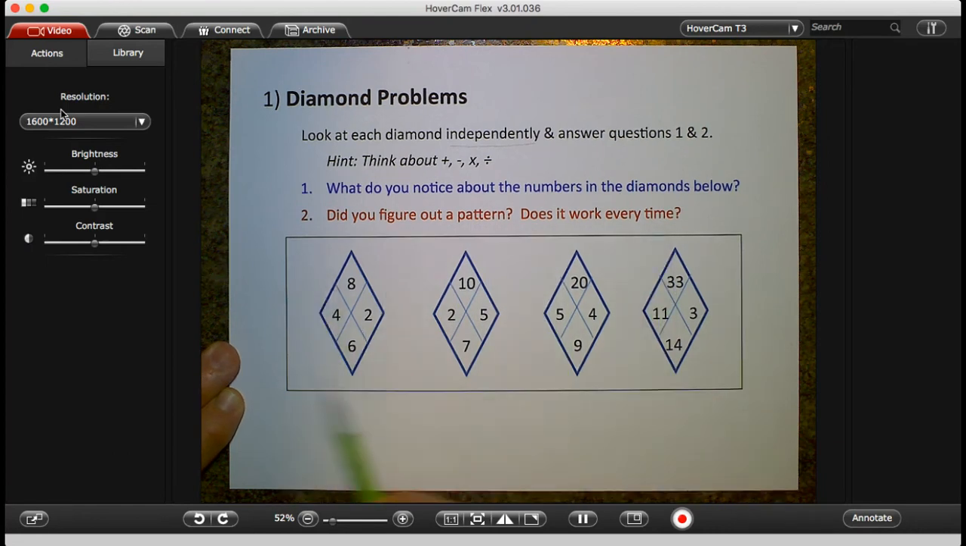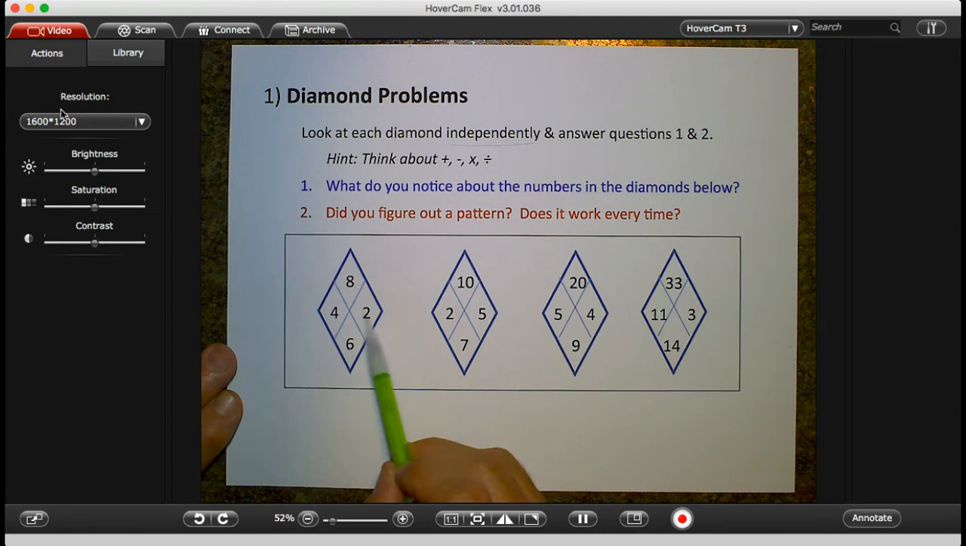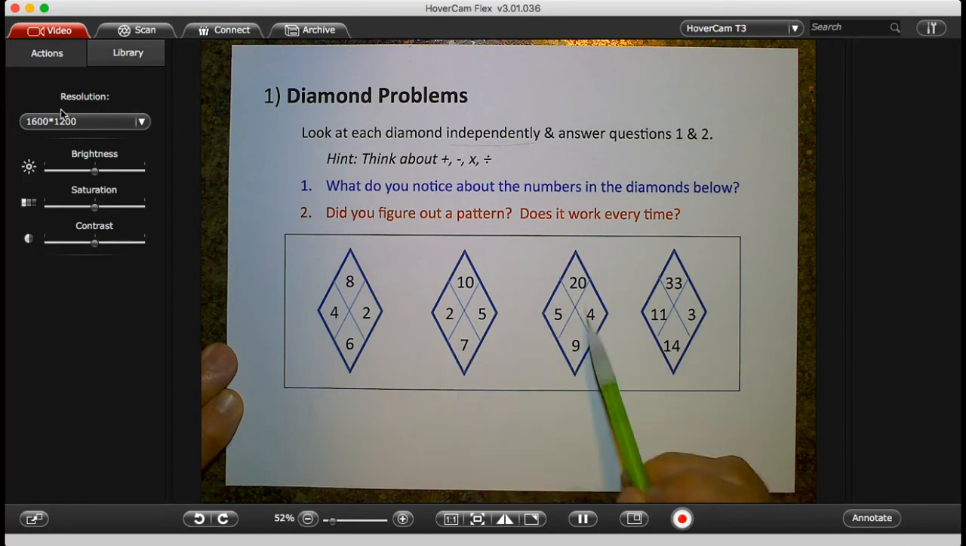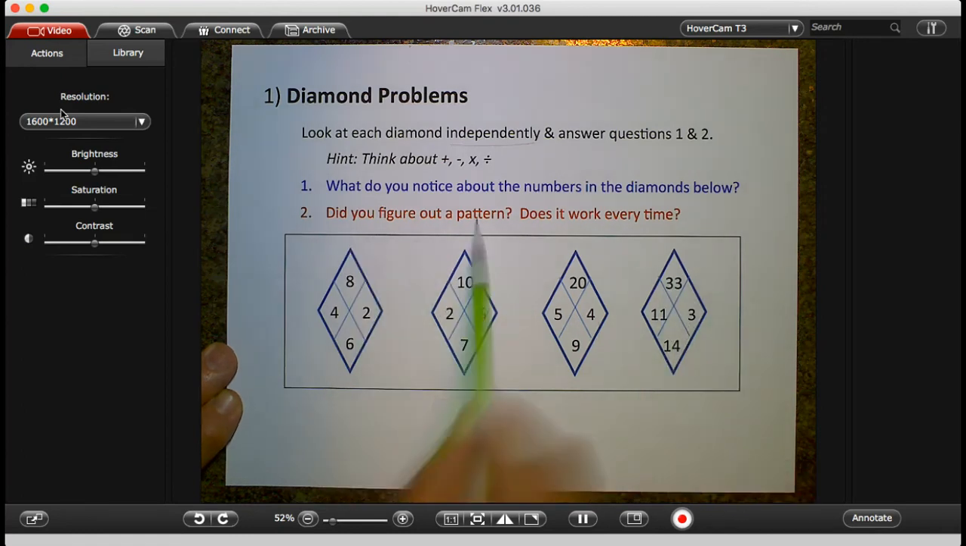So let's take a look at this diamond. And we have 4 and 2 and 8 and 6. Well, I think I know what I want, but I'm going to hold off a second. I have 2 and 5 and then 10 and 7. Okay. 5 and 4 and 20 and 9. Yep. And 11 and 3, which is 33 and 14. Yes, I have figured out the pattern.